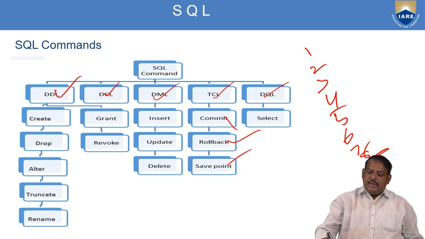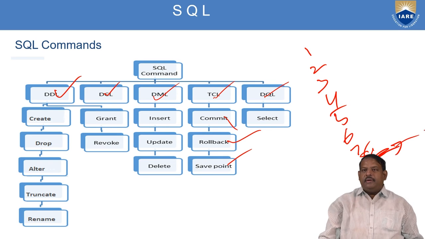If I say commit here, the entire data is committed. Means everything is saved. If I say rollback here, my database change will be undone. That is rollback.